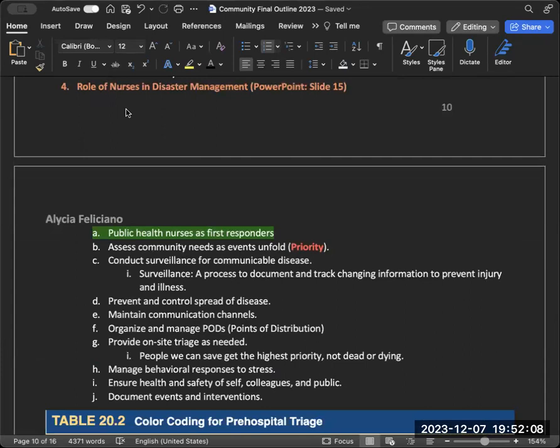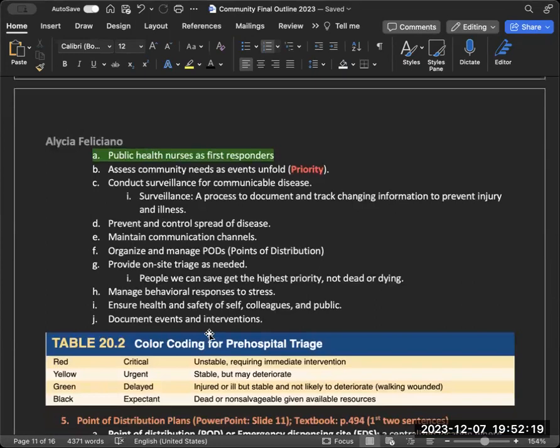But okay, so the next slide that she wants us to know about is PowerPoint slide 15, and it's titled The Role of Nurses in Disaster Management. So the first thing is that public health nurses are first responders.